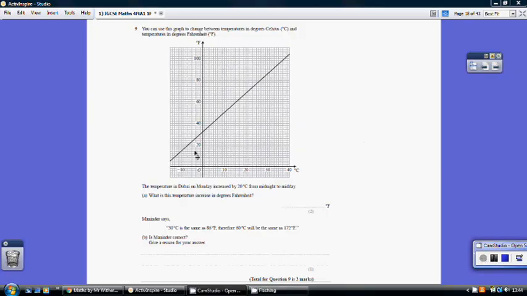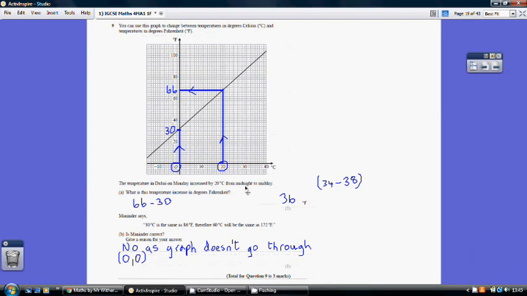Question 9. So here we've got a graph where we can change temperatures in degrees Celsius along here into temperatures in degrees Fahrenheit. We're told that the temperature in Dubai on Monday increased by 20 degrees from midnight to midday. What is the temperature increase in degrees Fahrenheit? We don't actually know what the temperature was to start with and to finish with. We just know that the increase was 20.